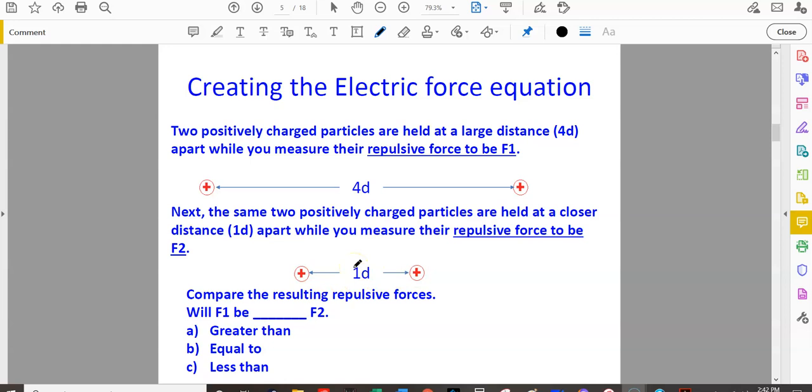So what I want you to do is pause the video and put greater than, equal to, or less than in this relationship. Will F1 be greater than, less than, or equal to F2? Pause the video now and try it out, and also explain the reason why.